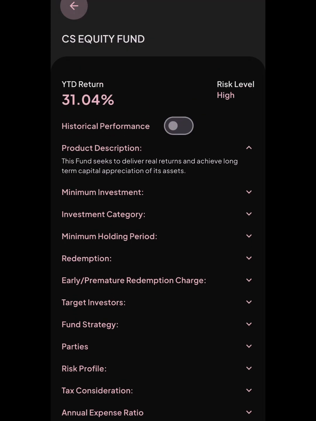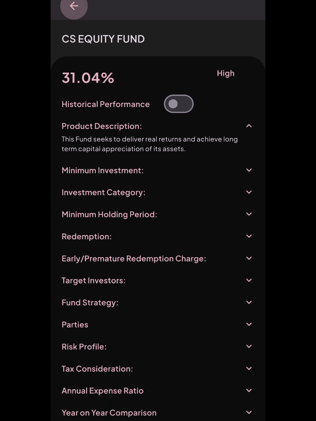Year to date, YTD, the return has been 31%. We're in March right now. They're basically saying that between January and March this year, this equity fund has already returned 31% profit, which is good. But again, the risk is really high. This 31% you see here can even go down tomorrow.